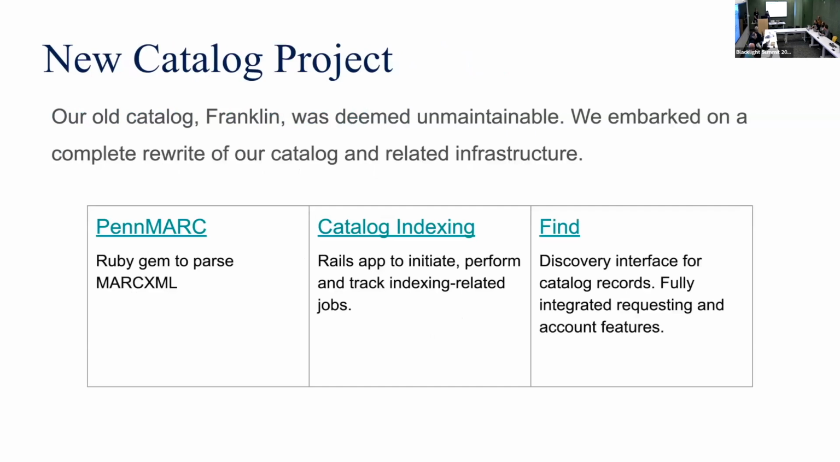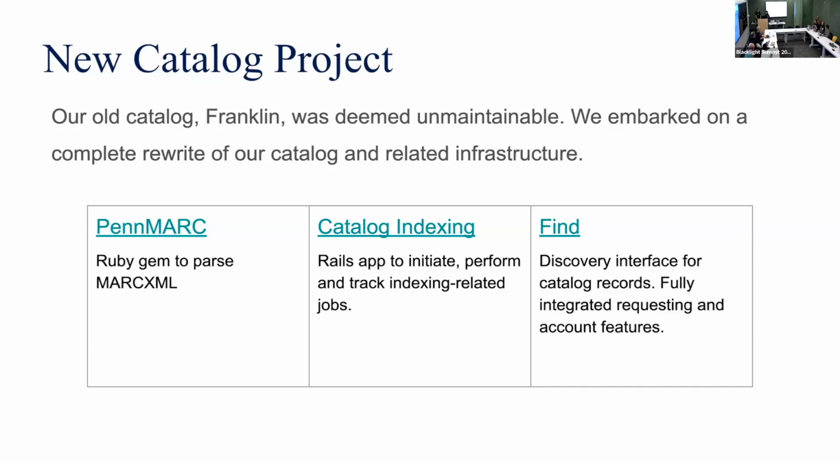So our new catalog project has been our major effort over the last year. Our old catalog, known as Franklin, was deemed unmaintainable. It had been around for a while, and it had some deep customization by people who had left the institution, and at a certain point, it just became overwhelming and unmaintainable. So we embarked on basically a complete rewrite of our catalog and its related infrastructure.